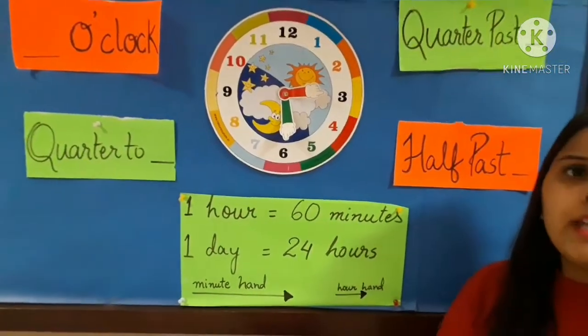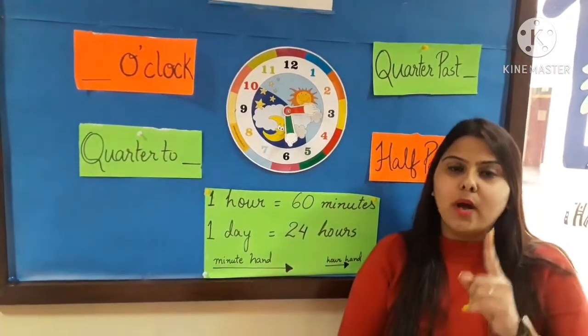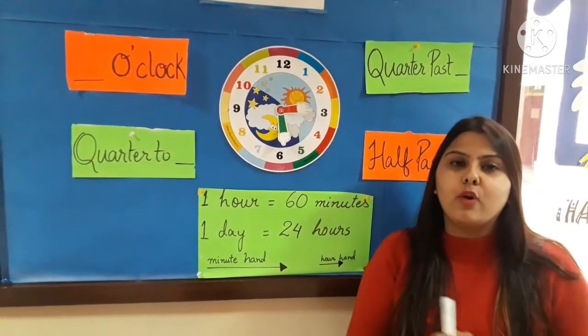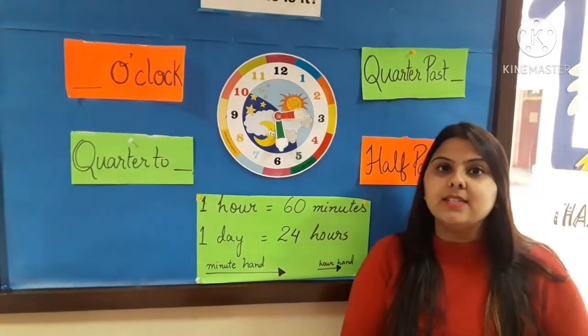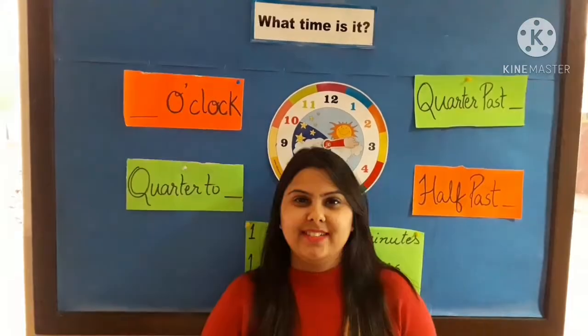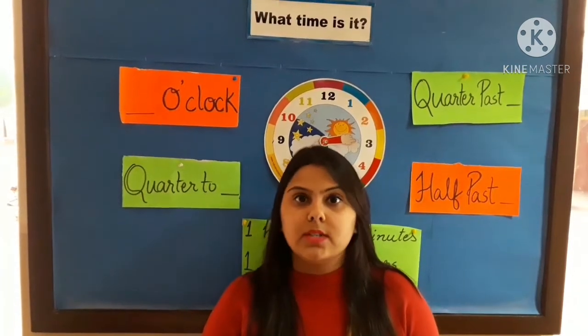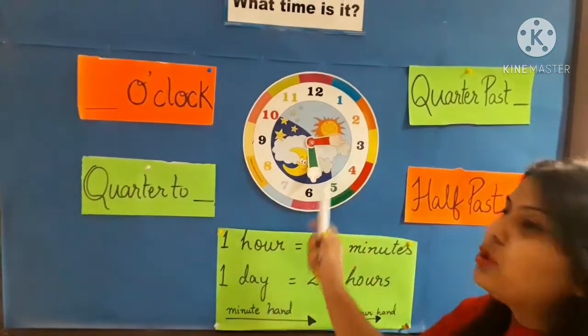Do you know how many hours there are in a day? Yes, in one day there are 24 hours, which tells us that the hour hand moves 2 rounds in a day. As you must have noticed, a clock consists of 12 numbers, from 1 to 12.